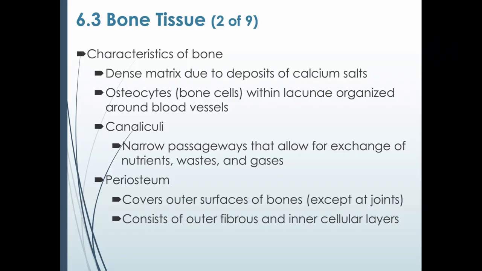The bone tissue is also going to have something called osteocytes. Anytime you see this word cyte, it means cell, so they're bone cells, osteocytes. Those osteocytes are going to be found inside these little grooves, I guess you would call them, called lacunae. Lacuna and lacunae, one is singular, one is plural. They're going to be organized around blood vessels because believe it or not, your bones still need blood. They need blood to bring in nutrients and to take away the waste.